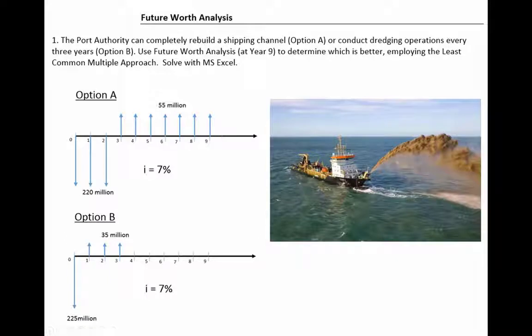And then the other alternative that we are going to be comparing that to, option B, you'll notice it only lasts for 3 years, but you pay $225 million now and it's immediately available. Now they end in different years. Option A is 9 years long. Option B is only 3. And so we're going to have to do that thing where we repeat the cash flow diagram.